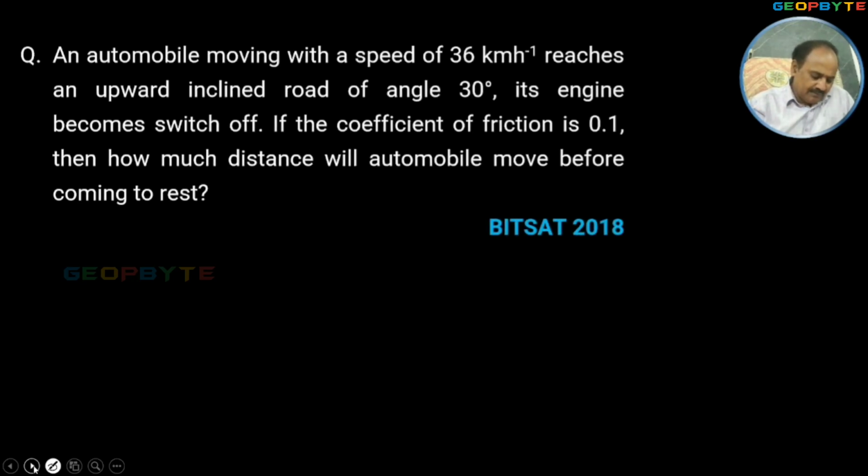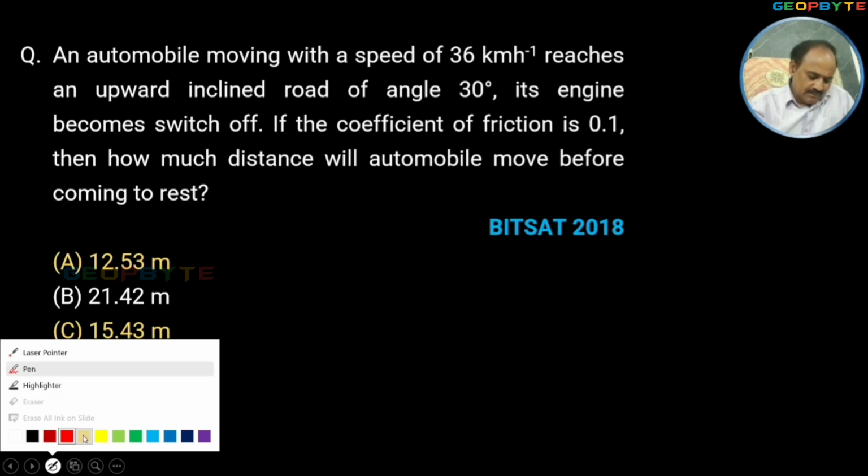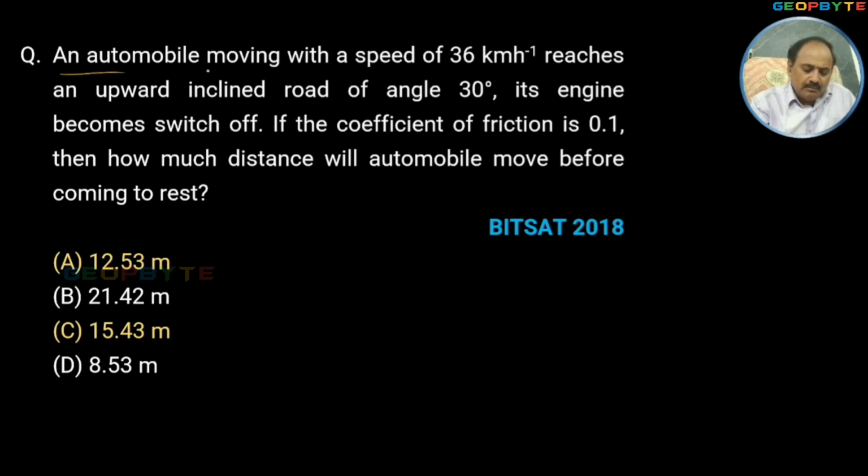Similarly, let's take another important problem. Look at the screen. It is asking: an automobile moving with a speed of 36 km per hour reaches an upward inclined road of angle 30 degrees.